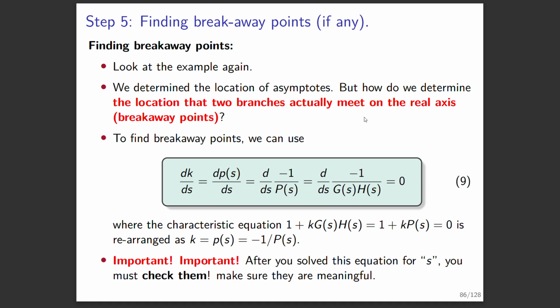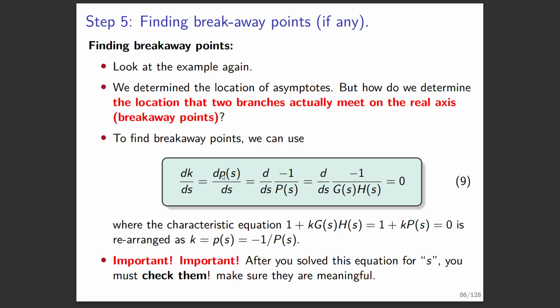Well, this is the formula for it: dk/ds should be equal to 0. But what does that mean? K is a number. How can you take the derivative of that? Well, what it means is that if you have 1 plus kgh equals 0, find k from it. So you move 1 to the other side, you get -1, and then you divide it by g times h, which we call p here for simplicity. So k is -1 divided by gh, or -1 divided by p.